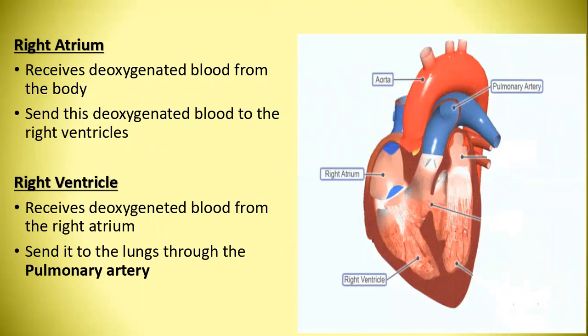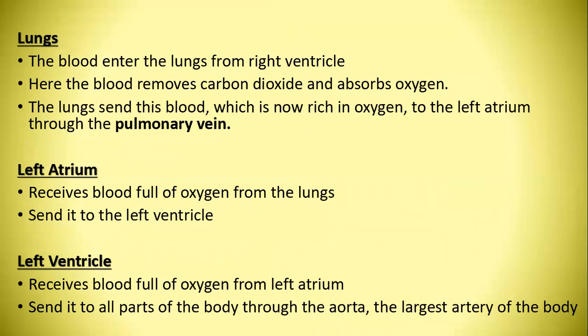The right atrium receives deoxygenated blood from the body and sends it to the right ventricle. The right ventricle receives the deoxygenated blood and sends it to the lungs. The lungs remove carbon dioxide from the blood and absorb oxygen. Carbon dioxide is removed and oxygen is absorbed.